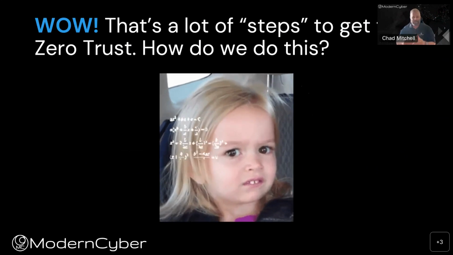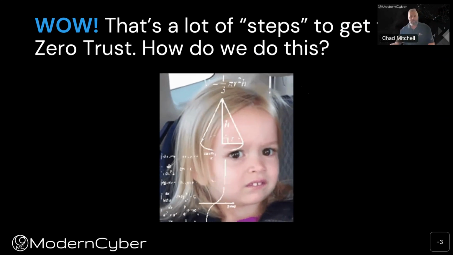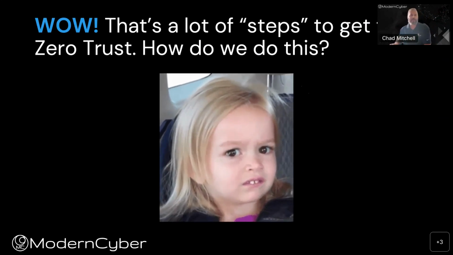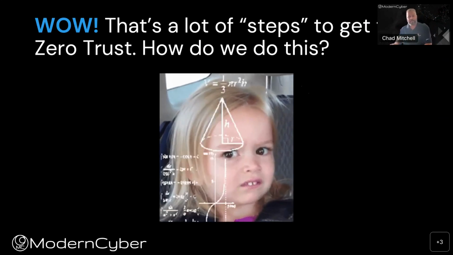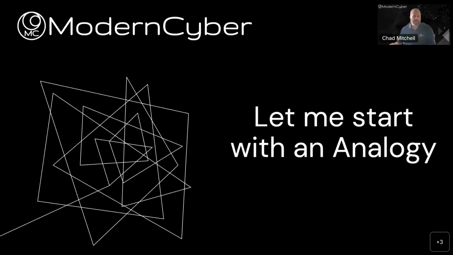So I know that's a lot to take in, right? There's all these steps, all these different tiers, all these pillars, et cetera, et cetera. Well, we're going to try and break it down a little bit, because it's not about buying something. It's not about turning on a new knob on one product. The one thing I want to talk about is start out with an analogy.